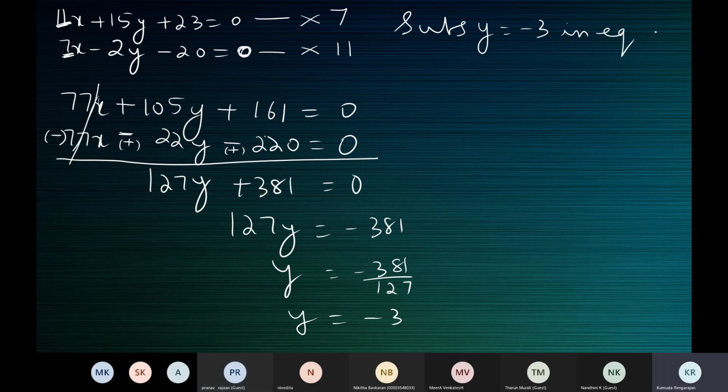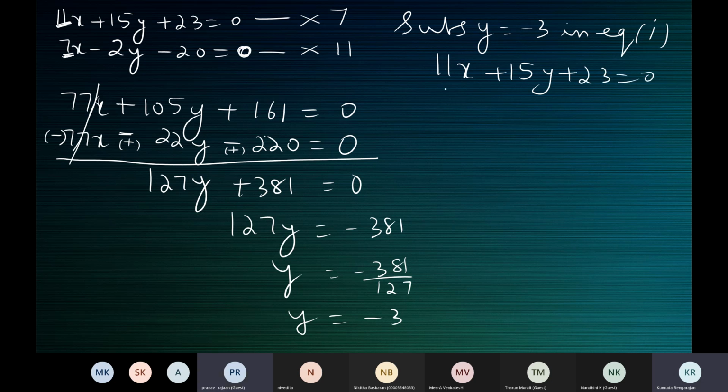Why 2? Why not 1? Should we take 1 or 2, or any one of the two? Ma'am, any one of the two. Any one of the two equations you can take. So let's substitute in 1. What is the first equation? 11x plus 15y plus 23 is equal to 0.